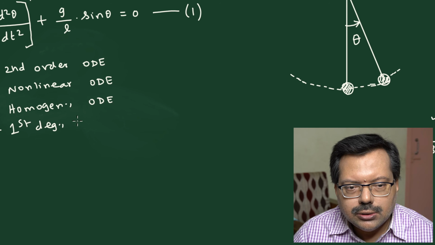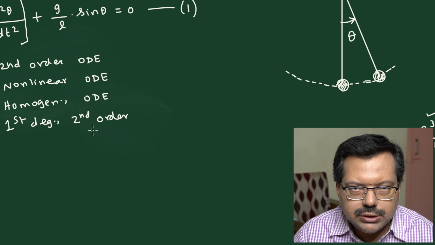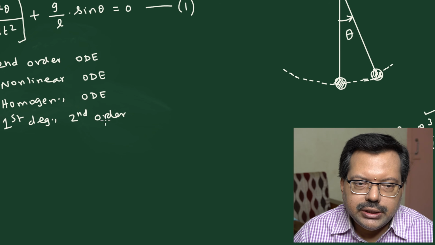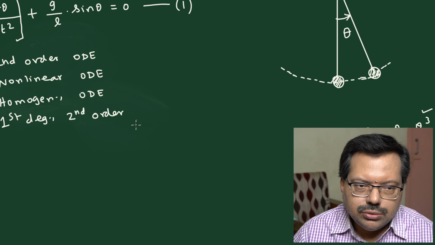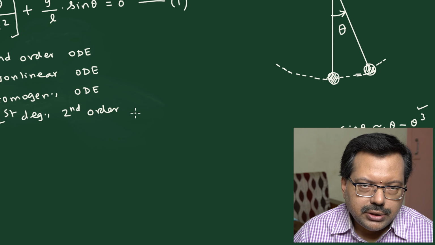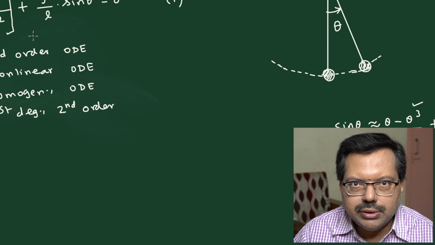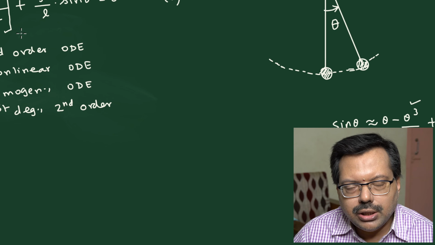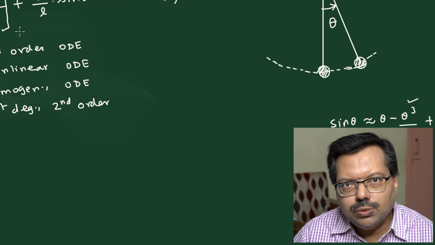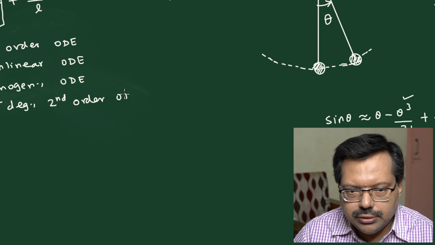First degree, second order. That's what we mean to say. When you say first degree, you should always club the degree with the order. You cannot have different powers of various derivatives. You have to consider only the highest derivative possible. In this case, the highest derivative is the second order derivative. And what is the power of that? Only 1 to the power 1 is there. Therefore, this is the first degree second order ordinary differential equation.